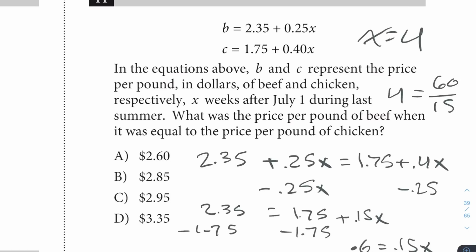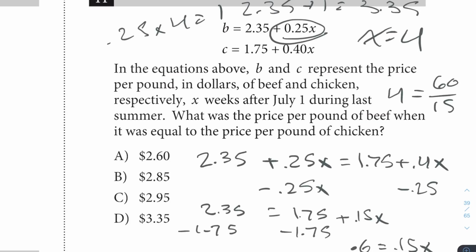But then from there we have to plug that in. You can plug it into either one to get the answer. So we can just plug it into this one since it's easy. 0.25 times 4 equals 1. So 2.35 plus 1 equals 3.35. So that's when they're going to be equal. D.